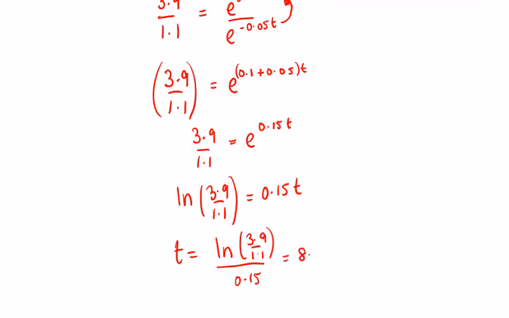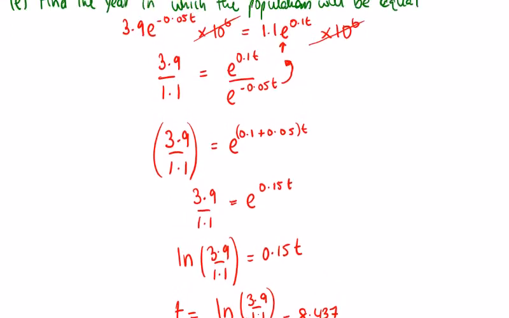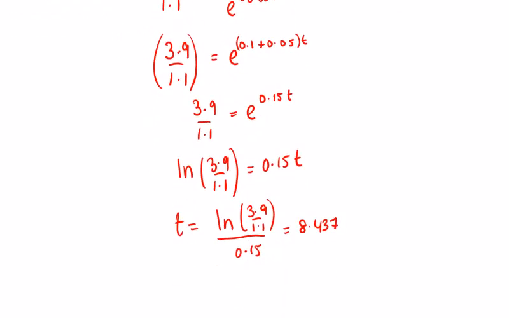Gives 8.437. Oh, we just need the 8 part. So that's 8 years after 2010. We're asked for the year in which the population will become equal. So it would have to be 2018, 8 years after 2010.